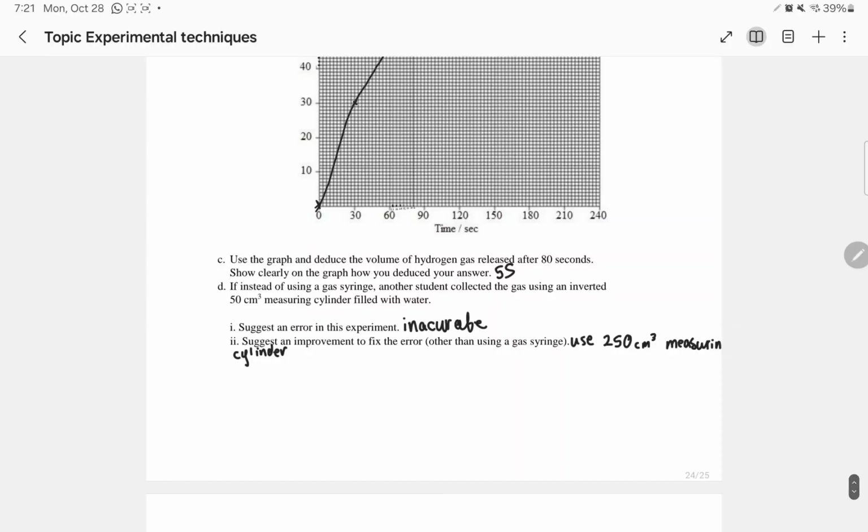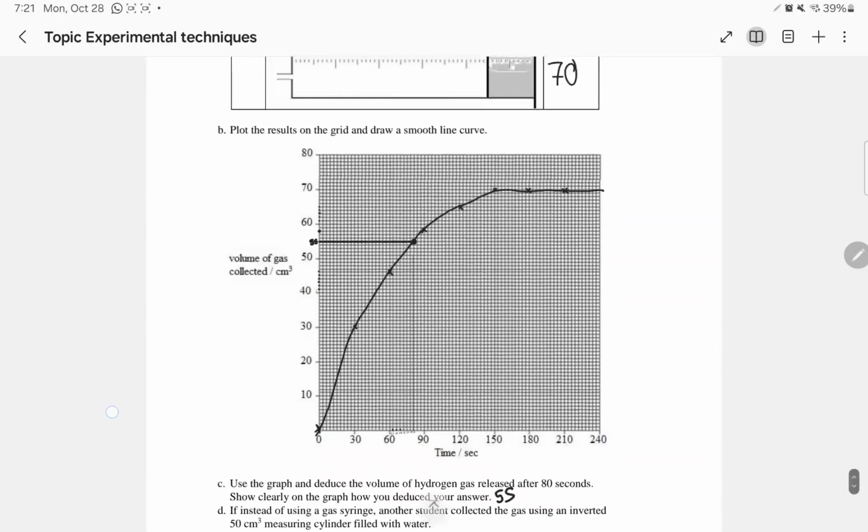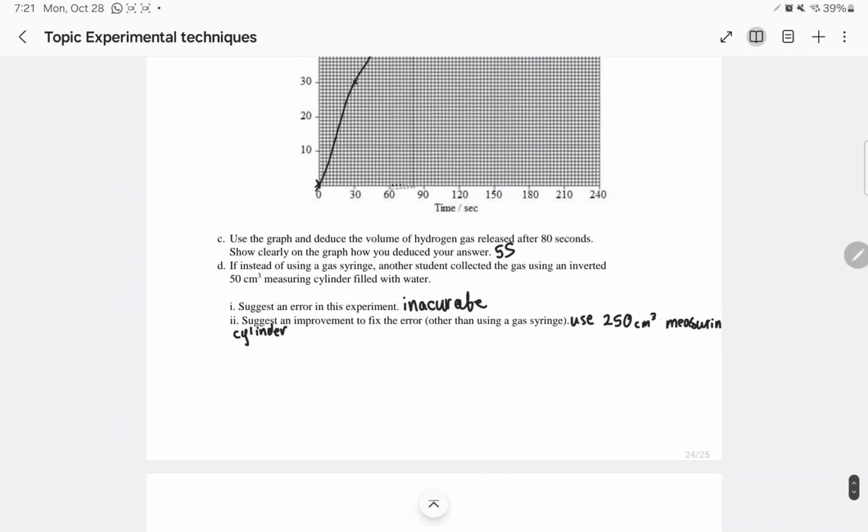An error that would be that it's inaccurate, maybe. How would you fix it? Oh yeah, by the way, this is when they told you that you used a 50 centimeter measuring cylinder filled with water. It's inaccurate because you need a bigger measuring cylinder.